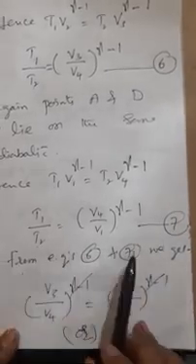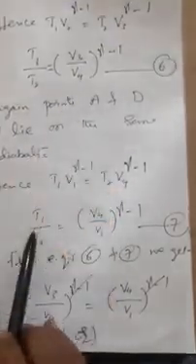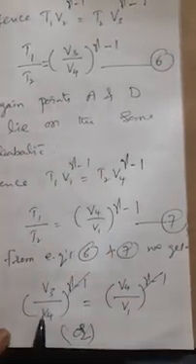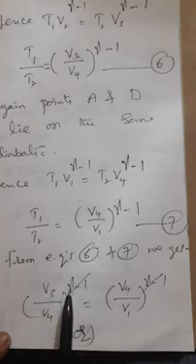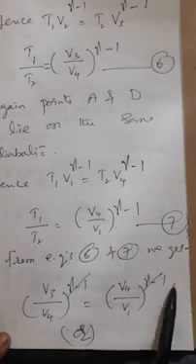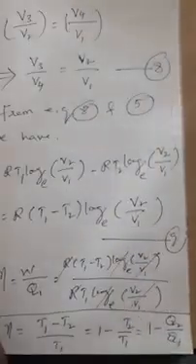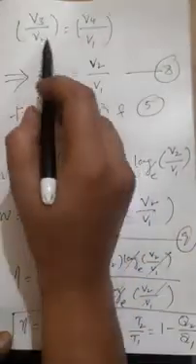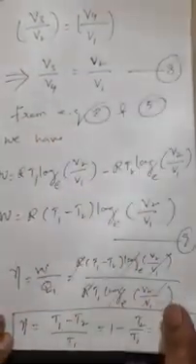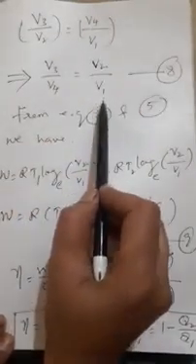Now we are comparing equation number 6 and 7. These two equations both give T1 by T2, so we are equating them. When you equate these two equations, then V3 by V2 to the power of gamma minus 1 is equal to V4 by V1 to the power of gamma minus 1. So on both sides gamma minus 1 gets cancelled. Then we will get V3 by V2 is equal to V4 by V1. So this can be written as V3 by V4 is equal to V2 by V1.